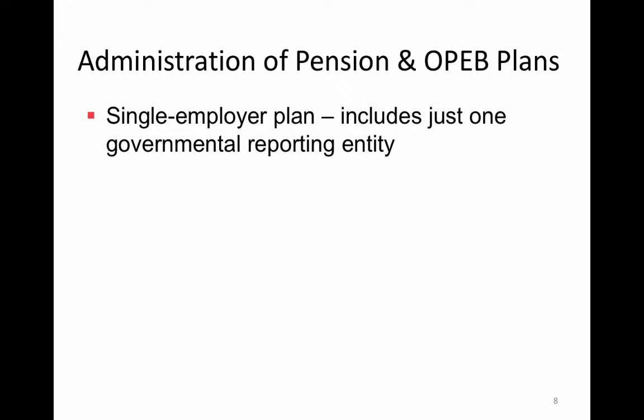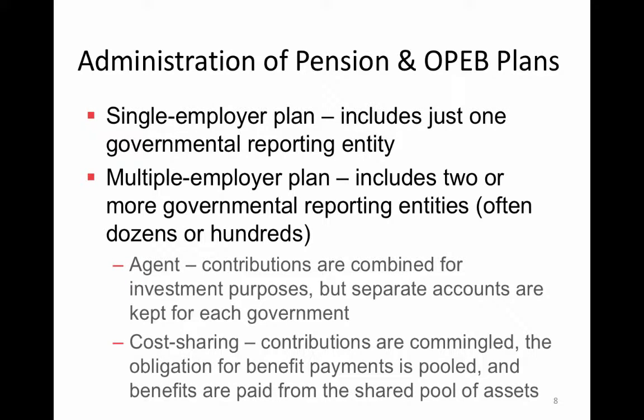You will also see that defined benefit plans are distinguished based upon how many governments participate in the plan. A single employer plan obviously includes just one governmental reporting entity, one city or one state, for instance, whereas multiple employer plans include two or more governmental reporting entities, and in fact, usually dozens or even hundreds, or well over 1,000 for some larger governments with cost-sharing plans, multiple employer cost-sharing plans. A lot of governments will participate. And those multiple employer plans are of two types.